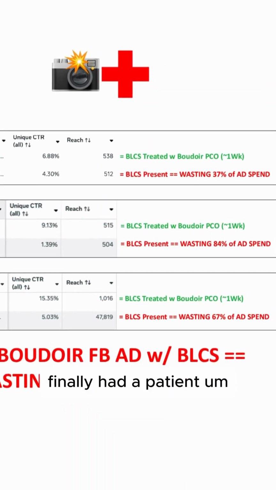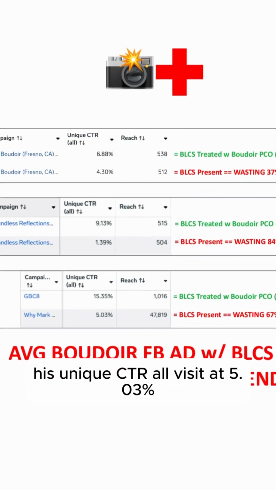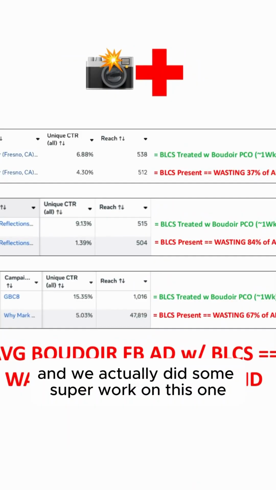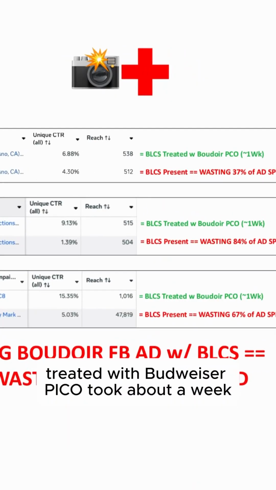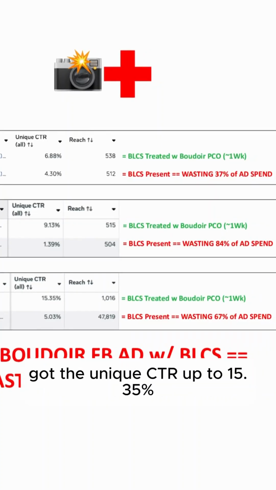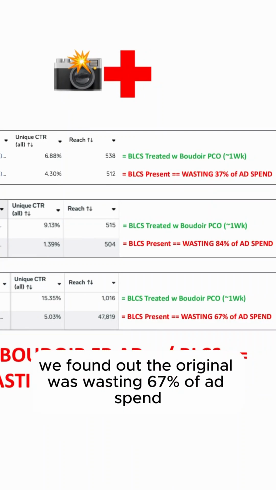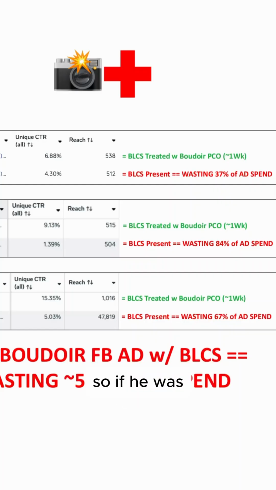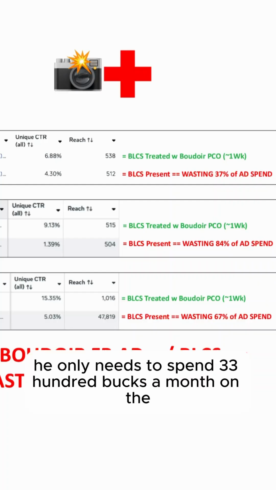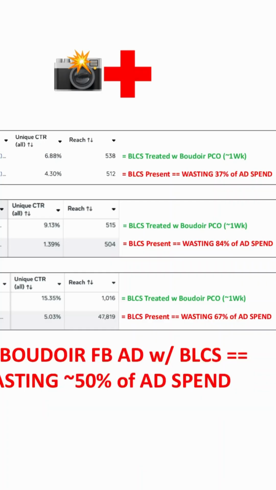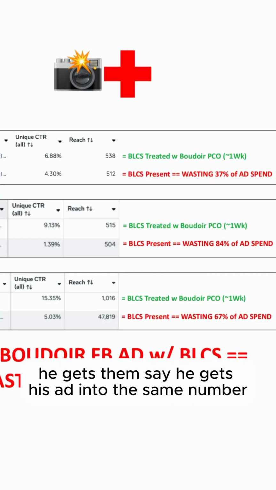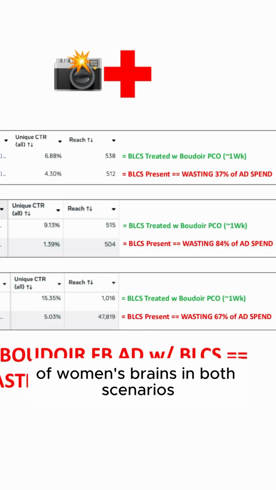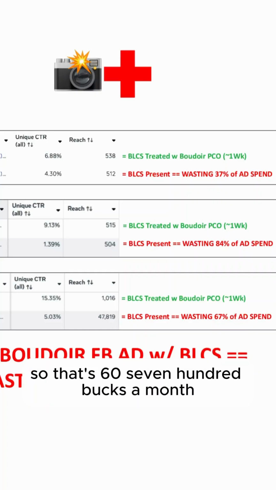Finally had a patient. His unique CTR on his ad was 5.03%, and we actually did some super work on this one. Treated with Boudoir Pico, took about a week, got the unique CTR up to 15.35%. So found out the original was wasting 67% of ad spend. So if he was spending 10 grand a month on that original Boudoir Facebook ad, now he only needs to spend $3,300 a month on the Boudoir Pico treated ad, and he gets his ad into the same number of women's brains in both scenarios. So that's $6,700 a month that he's no longer spending.